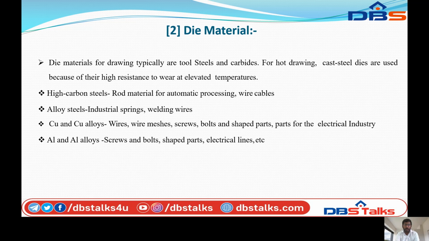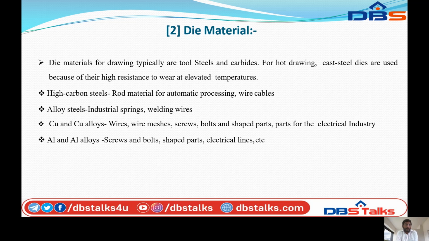High carbon steel rod is used for automatic processing, wire cables, alloy steels, industrial springs, and welding wires. Cu means copper and copper alloys: wires, wire meshes, screws, bolts and shaped parts of the electrical industry. Al means aluminum and aluminum alloys: screws and bolts, shaped parts, electrical lines, etc.